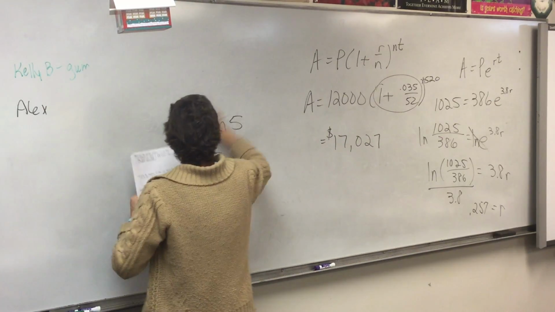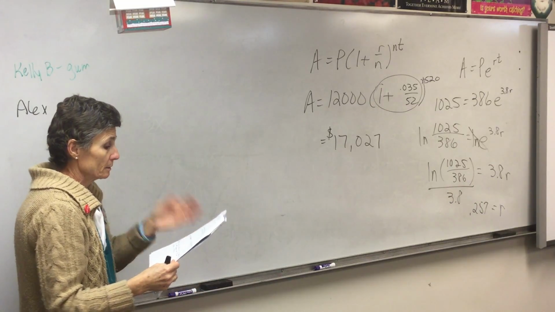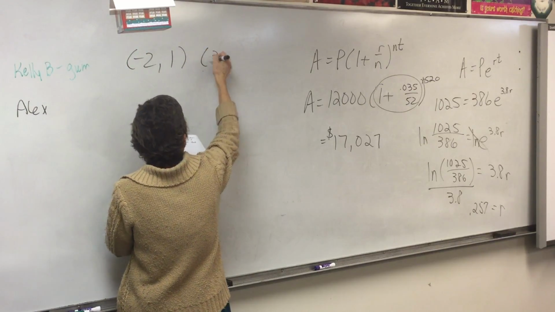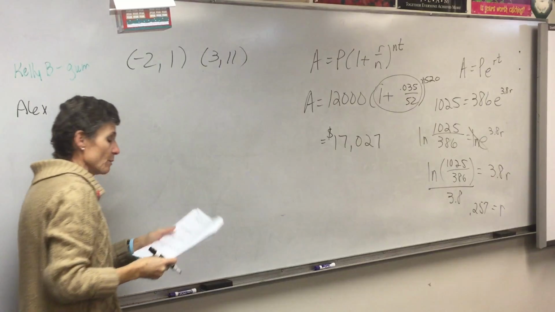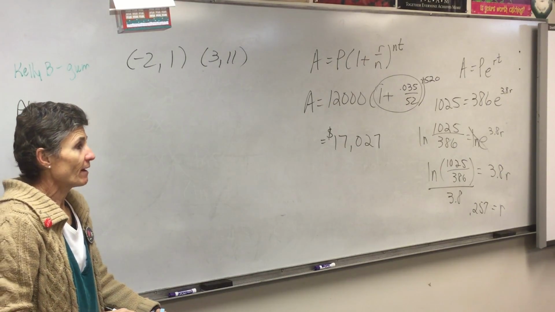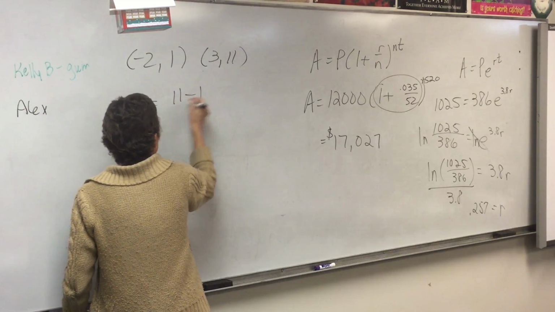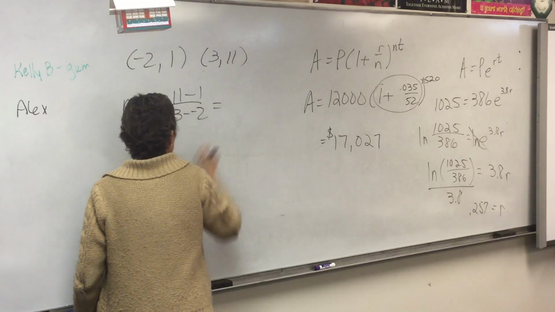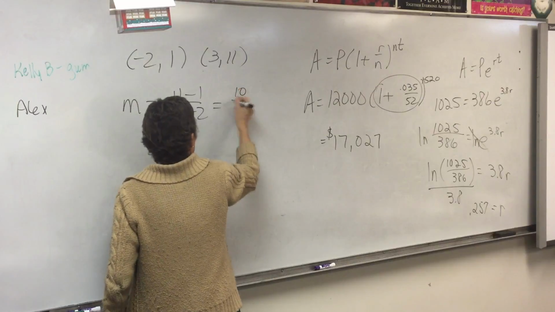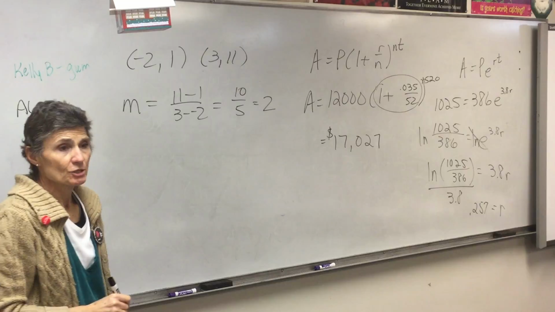All right, 25, we're back to no calculator. How do we write the, oh my gosh, write the equation. This is like a 7th grade problem. We can do this. How do we write the equation of a line? What do we need to find first? Slope. So slope is 11 minus 1 over 3 minus negative 2. y minus y, x minus x. 10 over 5, that is 2. So my slope is 2.